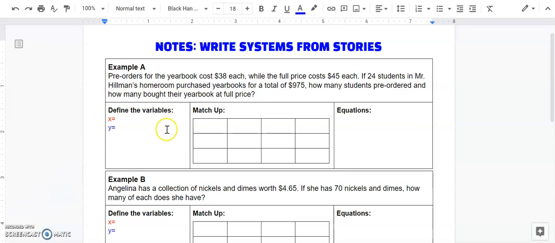Example A: Pre-orders for the yearbook cost $38 each, while the full price costs $45 each. If 24 students in Mr. Hillman's homeroom purchased yearbooks for a total of $975, how many students pre-ordered and how many bought their yearbook at full price?